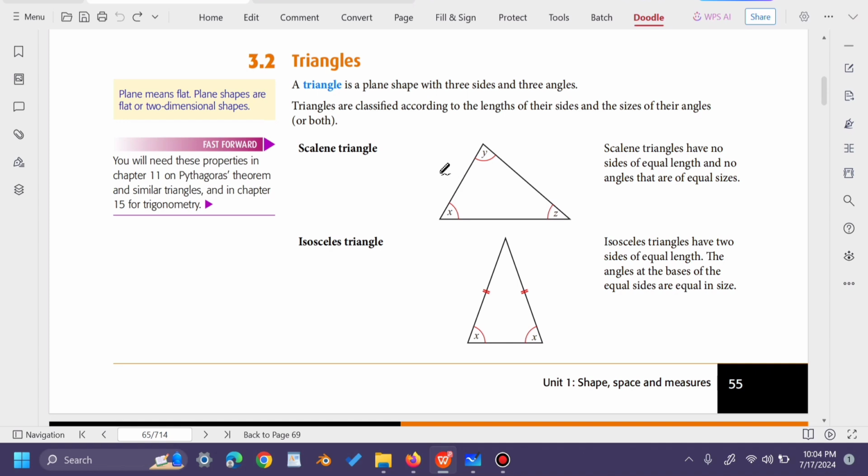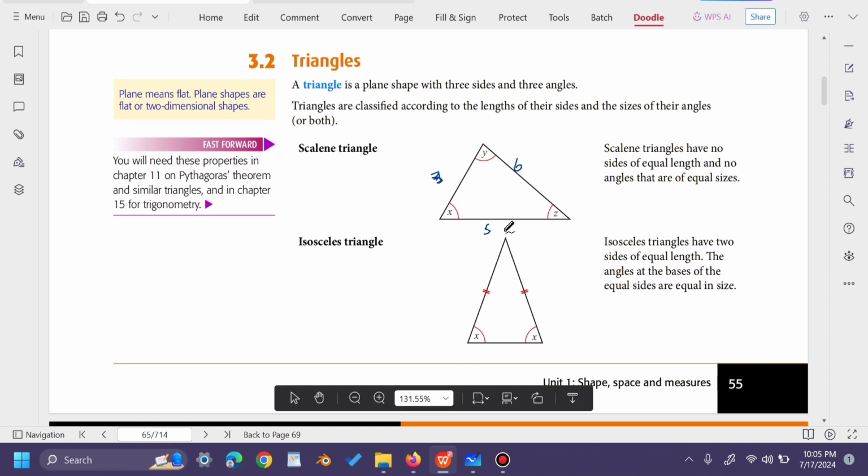For example, if this is 3, this is going to be 5, and this is going to be, for example, 6. All of the lines are going to be different. There are no angles that are of equal size, and no lengths are equal. An isosceles triangle is a triangle in which there are two sides of equal length, and two angles are also equal.